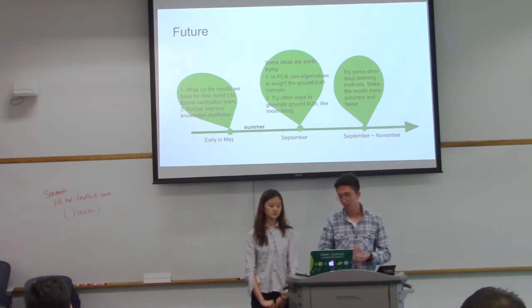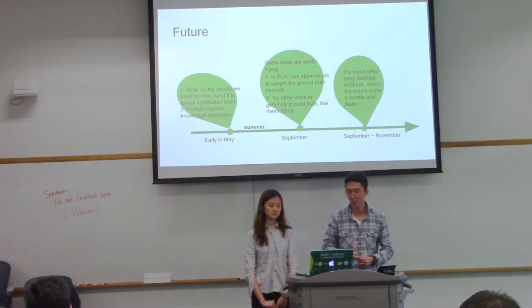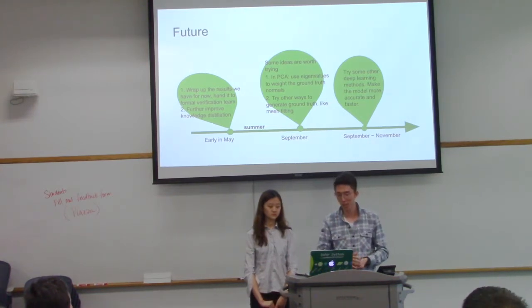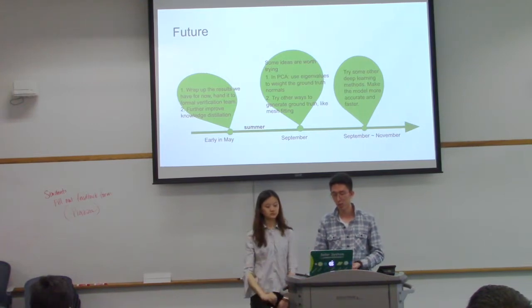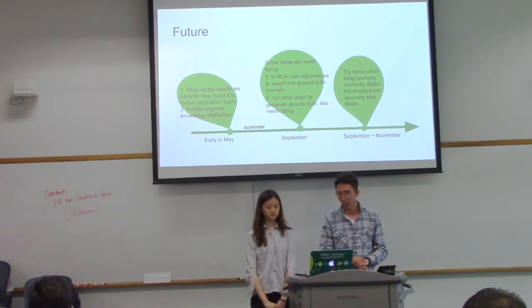At the beginning of next semester, there are some ideas that we were trying, as in the comments. For example, when computing the normals in the PCA process, you can use eigenvalues to weight the ground truth normals. We can also try other ways to generate the ground truth, like mesh fitting. And we can also try some other models.